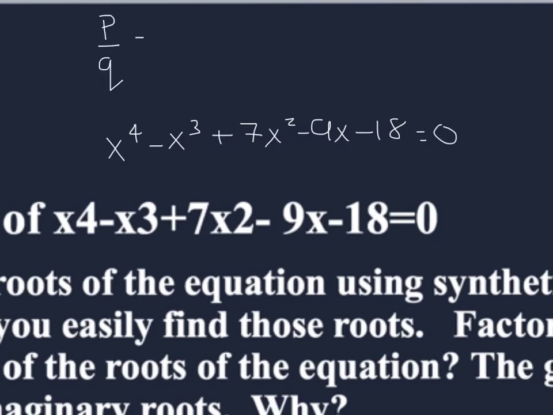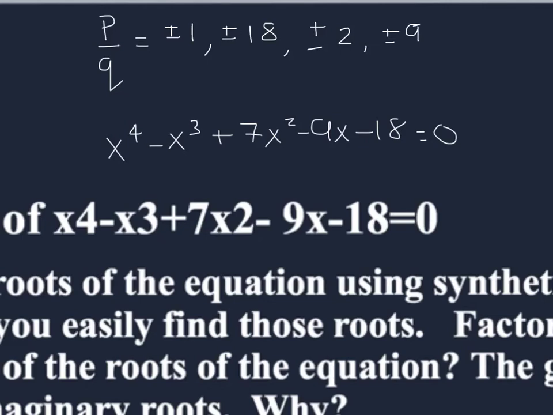The p is the factors of your constant term, and q is the factors of your leading coefficient. So when it's 1, it's easy. We just have to list out the factors of our constant term. So 18 times 1, so plus minus 1, plus minus 18. And then we have plus minus 2 and 9.